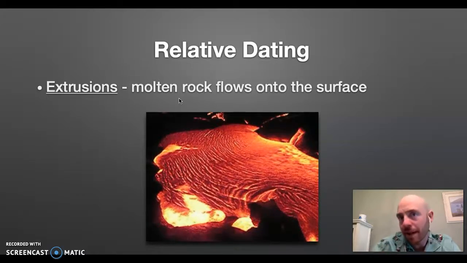Now, if we think about that, that kind of throws off our law of superposition, because we always know that the younger rock should be at the surface. But this is old rock that was underneath the Earth's surface that now has come to the surface. So it's older rock coming to the surface. Interesting. Let's keep that idea in our mind about this particular rock getting up to the surface in an extrusion. EXT, exit, right?